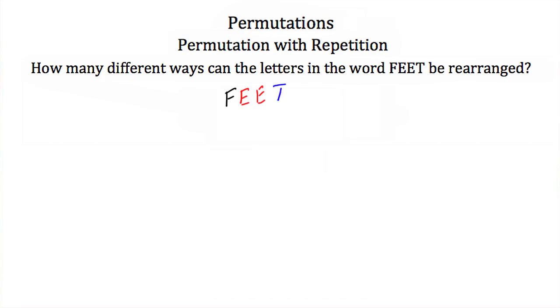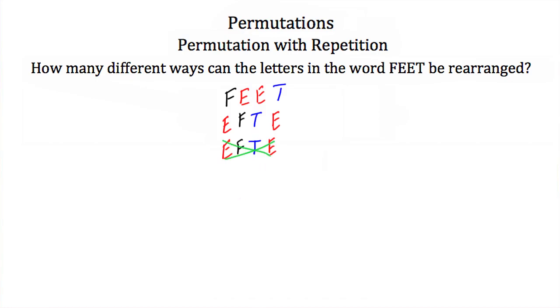So I could rearrange this as F-E-E-T. I could also rearrange this as E, F, T, and then E. And then I could rearrange this and move the other E out front, so there'd be an E, F, T, and E. But since these E's are the same, there's no way to distinguish between these two different choices. This is just a repeated choice.